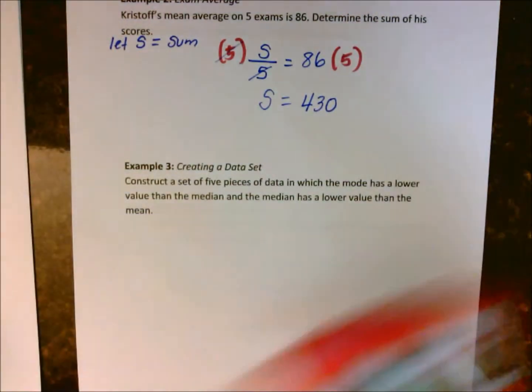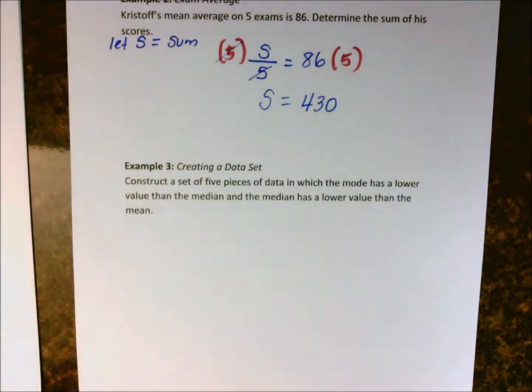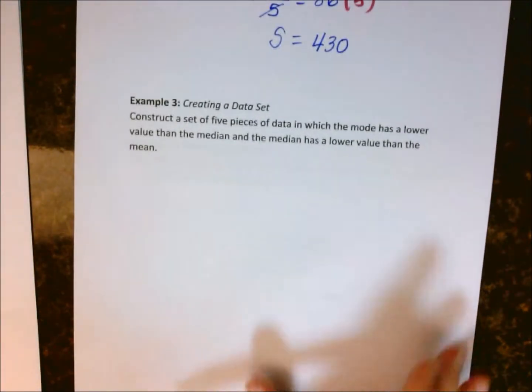So if his average is an 86, then the sum of the tests, we don't know what the test scores are, but they add up to 430, okay? Good.